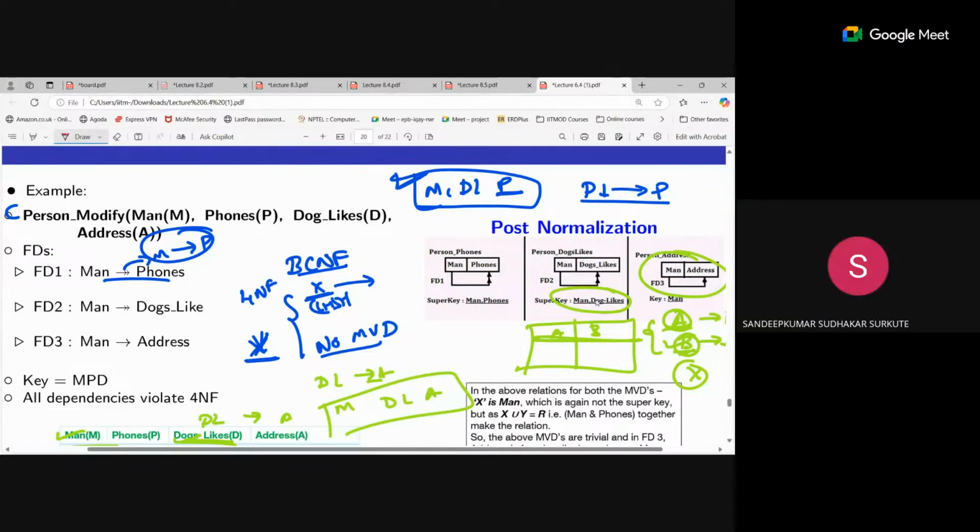Okay, can I ask you a question now? Please. Man determines dog like is in 4NF? And MVD. No. It's a MVD, and Man, if all the conditions are satisfied, as you explained. Now my question is, is it in 4NF? It is in 4NF.